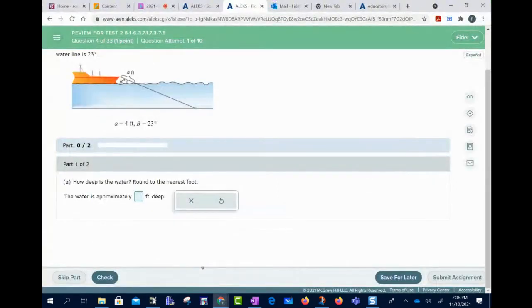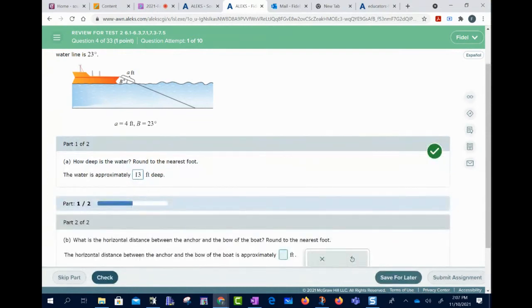And what I'm going to do is I'm going to come back over here. I type in 13, and we're going to go check. Okay, so we got that part.